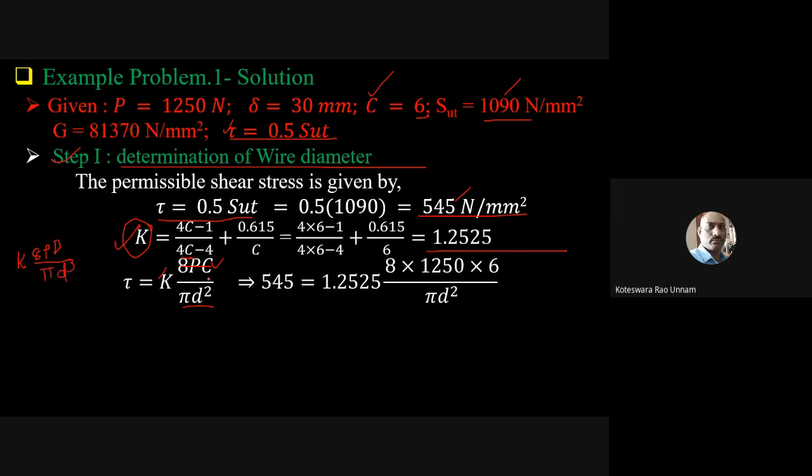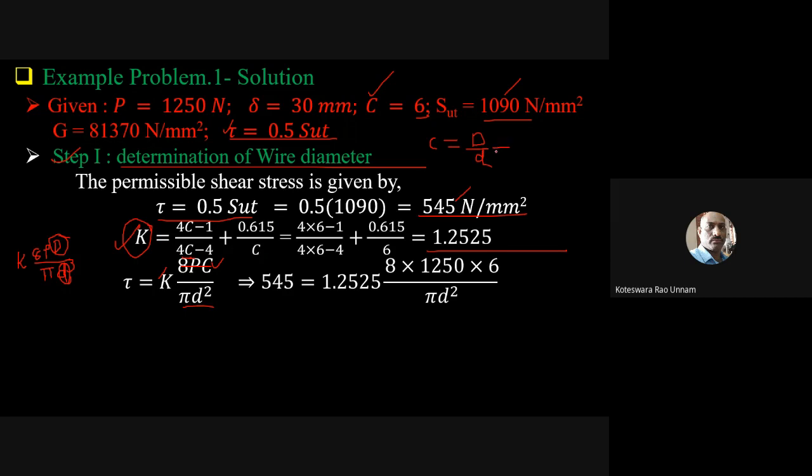But why have I written this one in terms of C? Because I don't know what is capital D and what is small d. Both are unknowns for me. In the problem data, I have C. Even though I have a C value, I don't know capital D or small d. So with one equation, I cannot solve for two unknowns. Therefore, I use the relation between capital D and small d, which is nothing but our C. C is equal to capital D by small d.